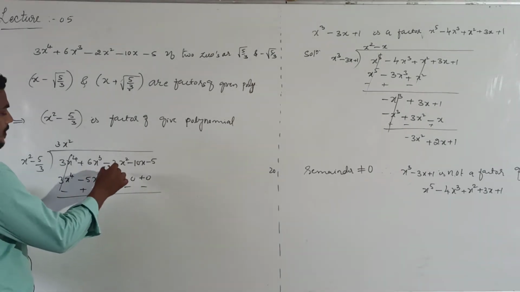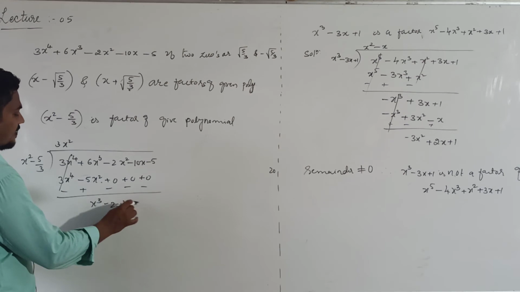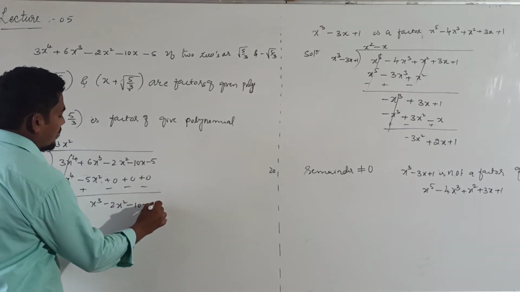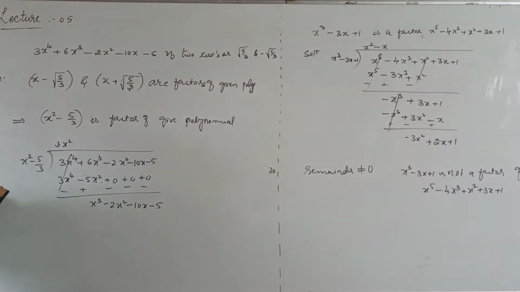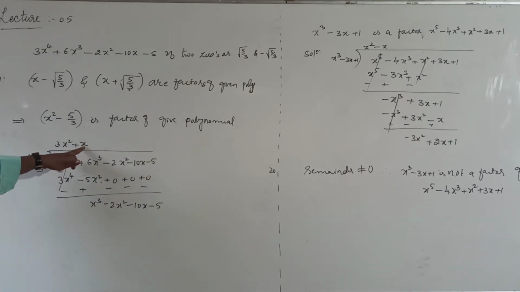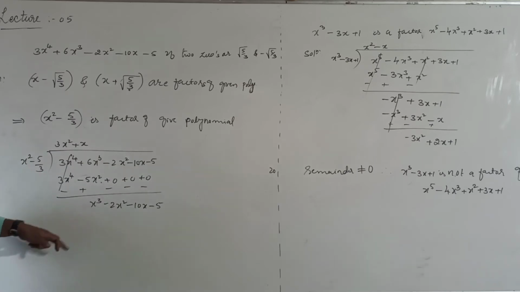Next, minus 2x square minus 10x minus 5. Now again divide. For getting x cube, which term we need to multiply? That is plus x. Plus x for getting x cube.